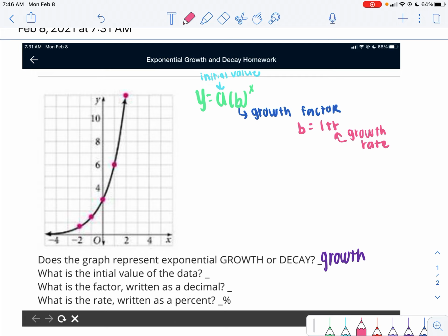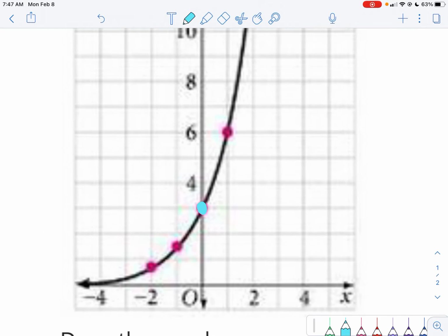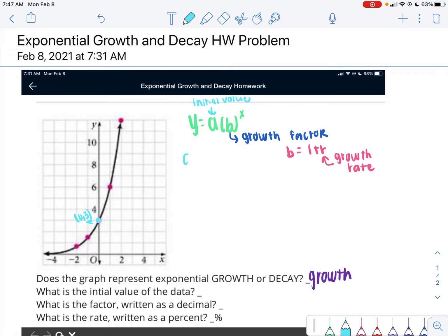So let's start by finding a. Hopefully you remember that a is our y-intercept. If we look at our graph, we can see where it's crossing the y-axis. It's crossing at (0, 3). So the y value of the y-intercept tells us the a value.